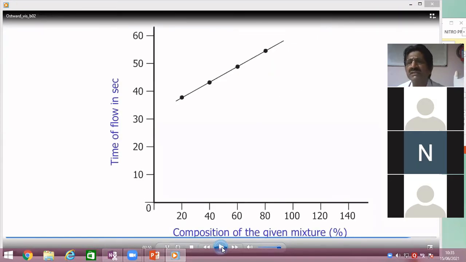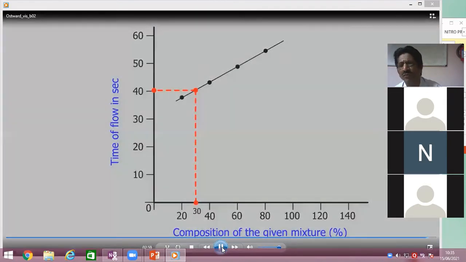Here, this is a graph of the time of flow in seconds against the composition of the liquid mixtures. This is not required for you at present, but when you go to higher classes, you will have to do it. By taking the readings and knowing the time, we can calculate the composition of the liquids.